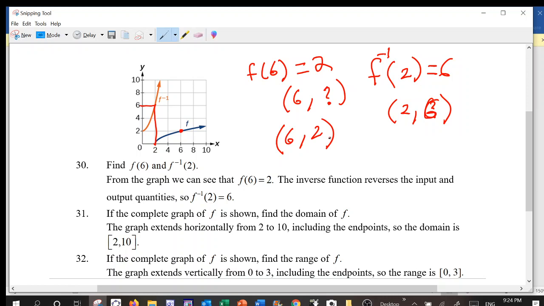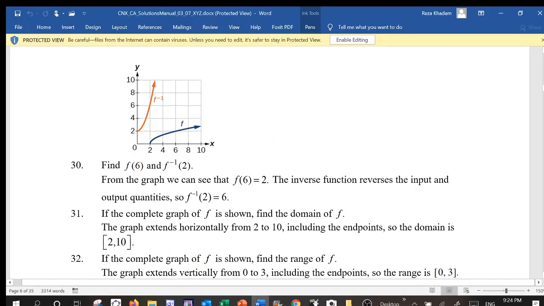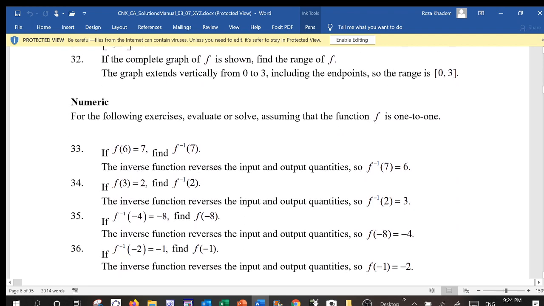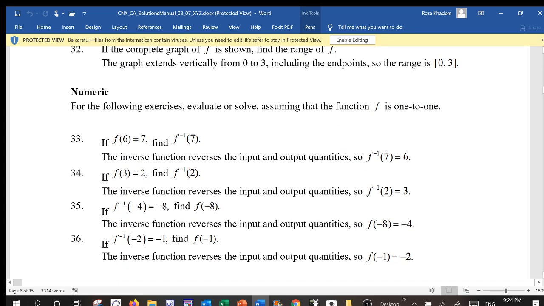All right, and let's say number 34. So here it says, for the following exercise, evaluate. Number 34, what do we say?